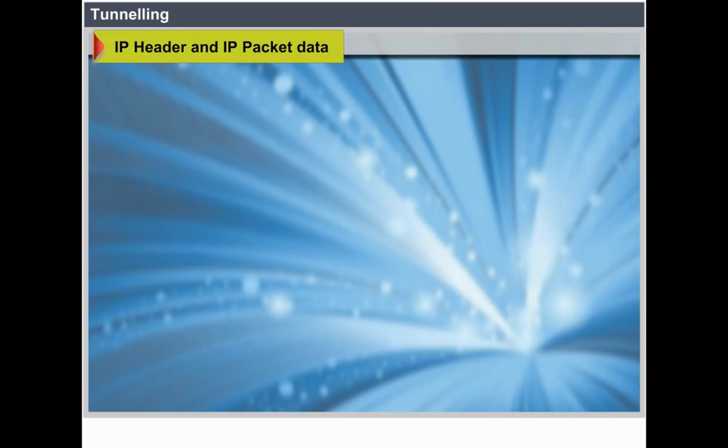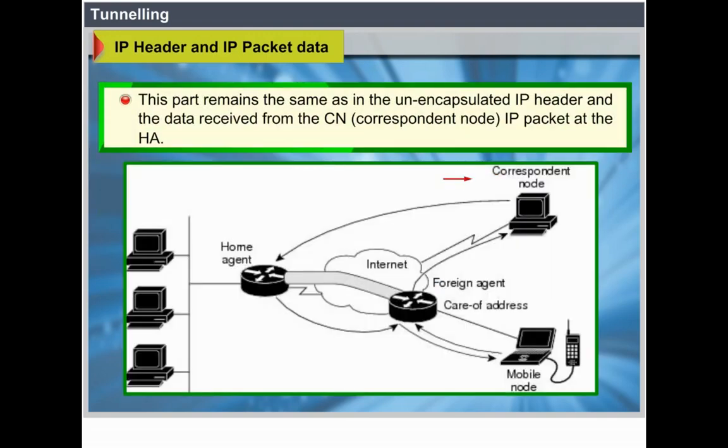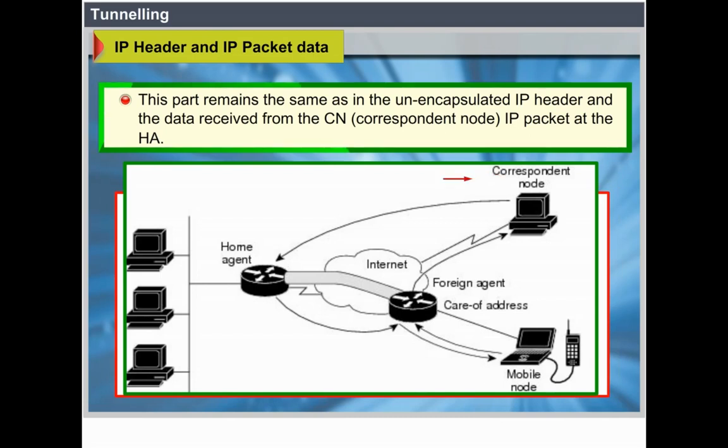IP header and IP packet data. This part remains the same, as it is the unencapsulated IP header and the data received from the correspondent node IP packet at the HA.